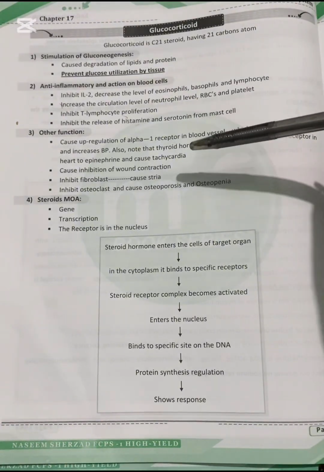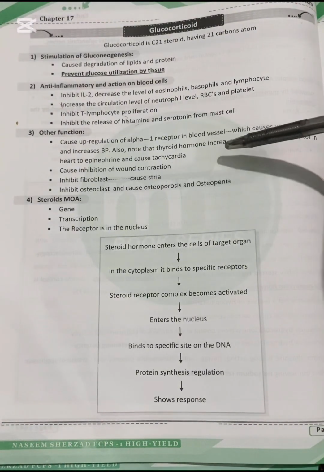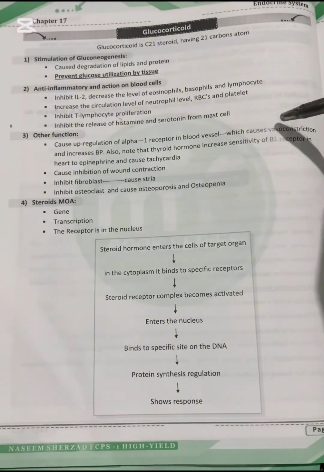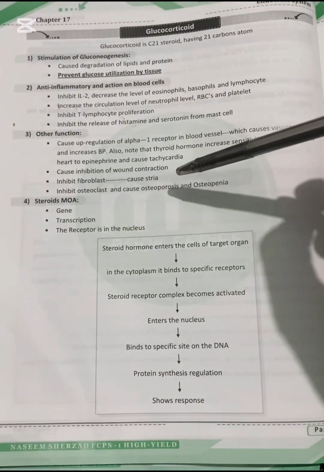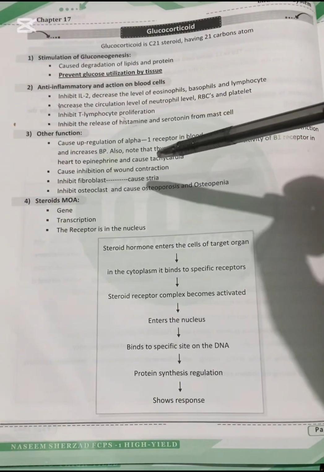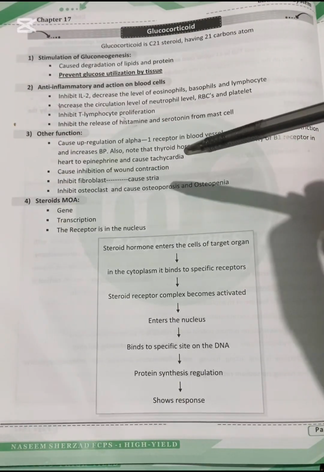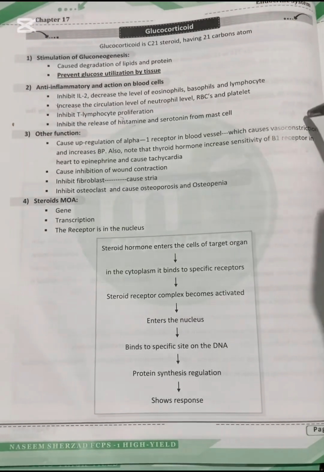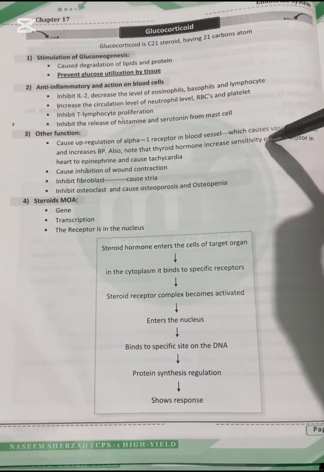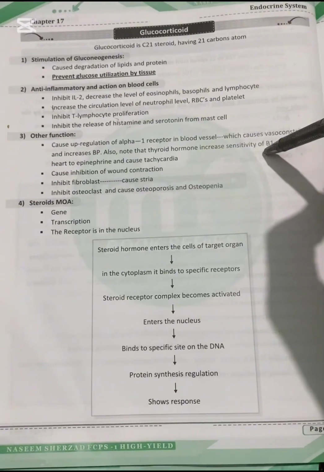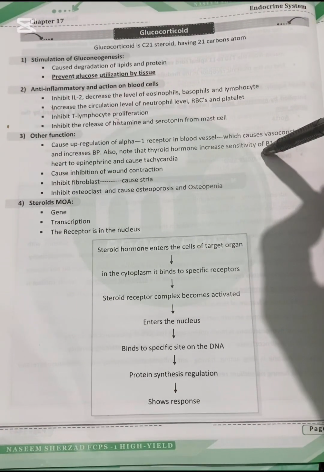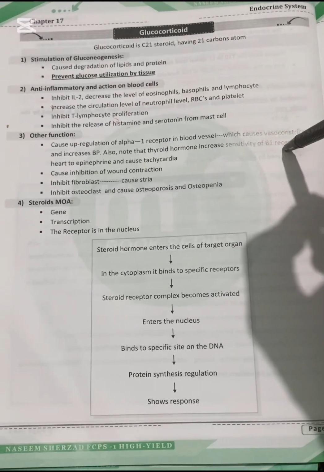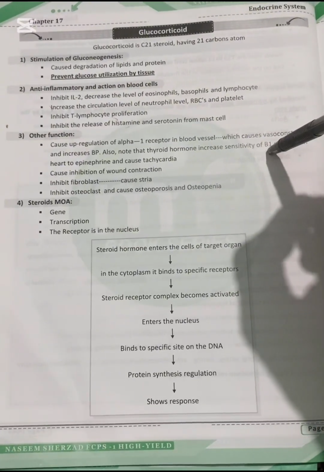The other function is that it causes upregulation of alpha 1 receptor in blood vessels, leading to vasoconstriction and an increase in BP. So one thing is clear, that it can cause hypertension. Also note that thyroid hormone increases the sensitivity of beta 1 receptor. We have already discussed that a patient of hyperthyroidism always has palpitation and tachycardia because of this increased sensitivity of beta 1. So this is an MCQ, that's why I have mentioned it here.